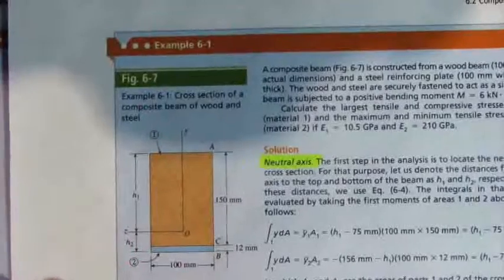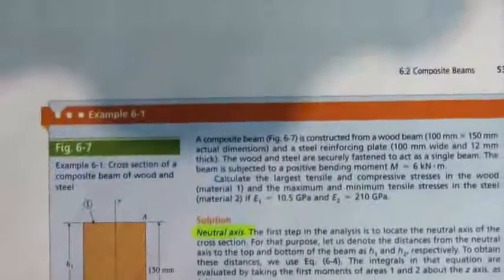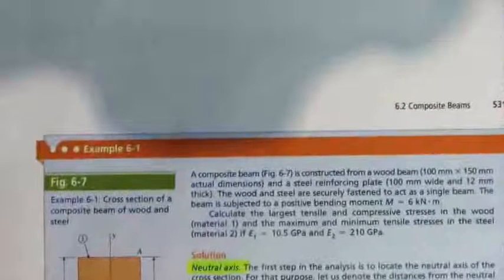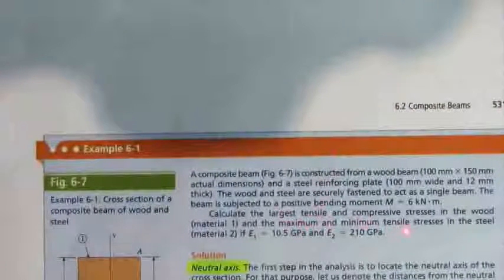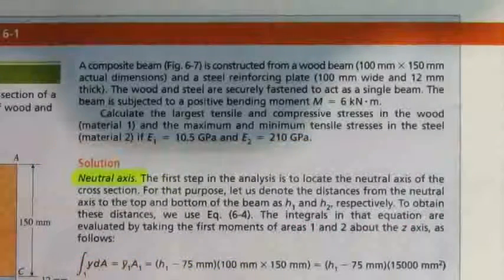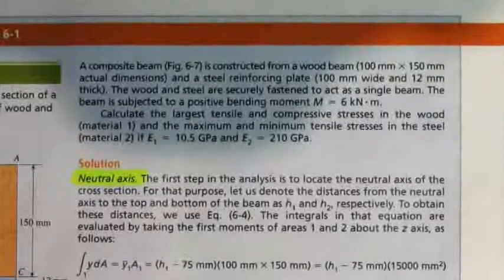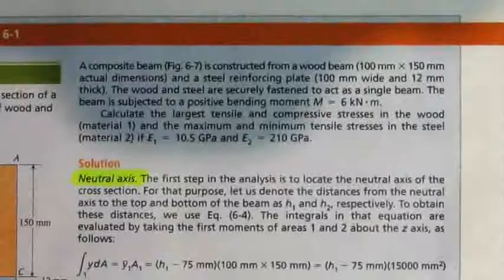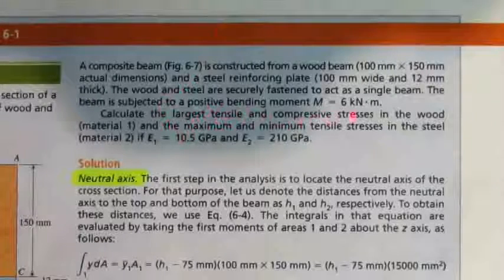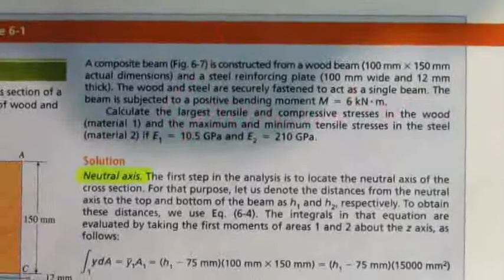So we now have to calculate the largest tensile and the largest compressive stresses. The question is, where do we start? The first thing that we see they're doing in this example is calculating the neutral axis. Why would you start by calculating the neutral axis, when the question is asking us to calculate the largest tensile and compressive stresses?